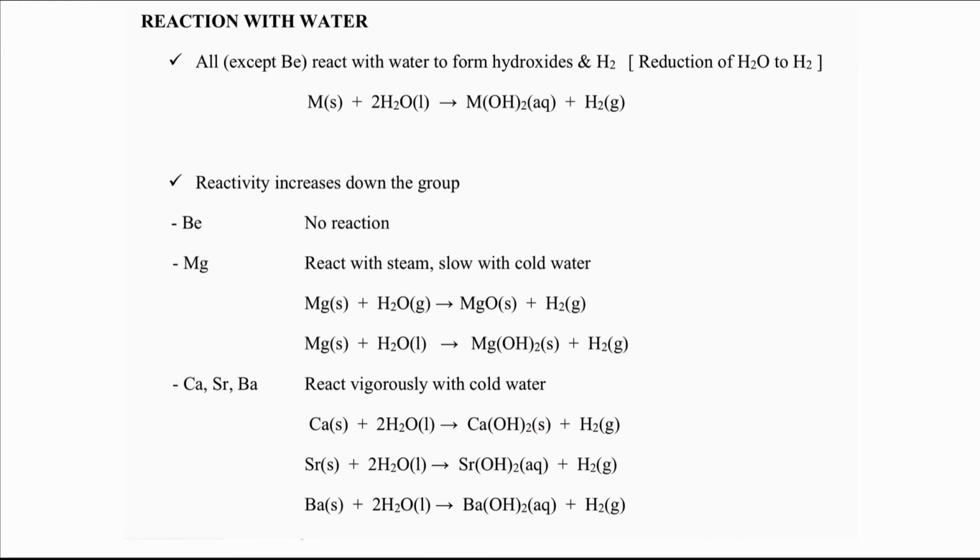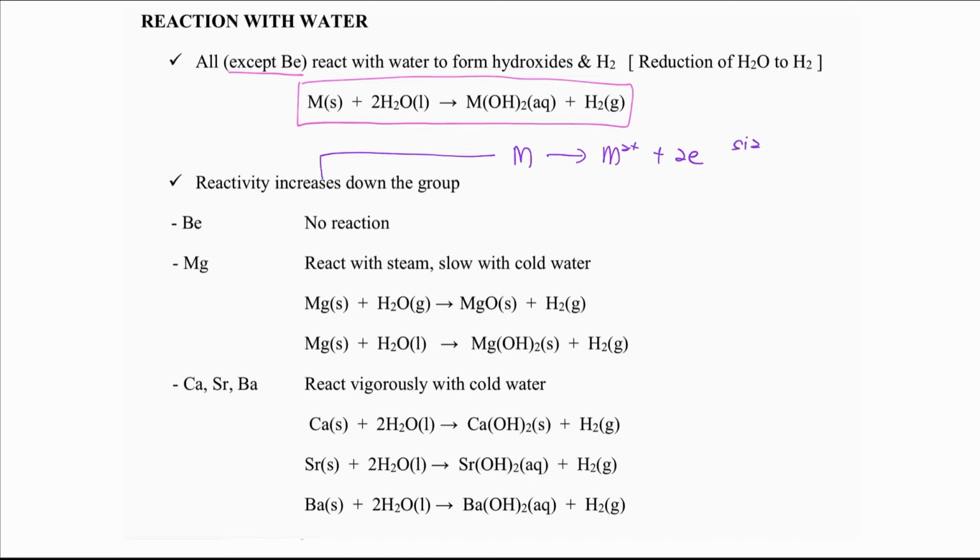So the next reaction to go is the reaction of group 2 elements with water. They all will react with water except beryllium. They react with water to give group 2 hydroxide and also hydrogen gas. Reactivity increases down the group because getting down the group, they are getting easier to ionize.